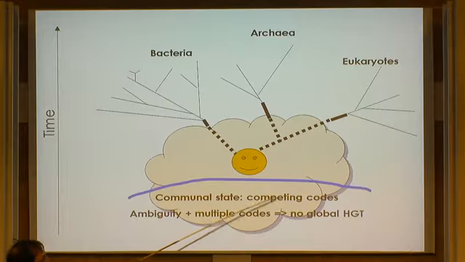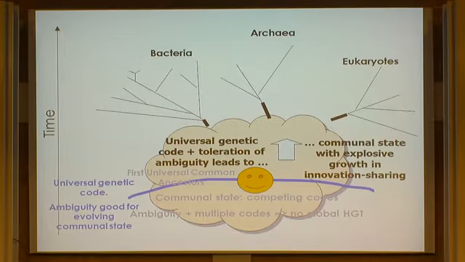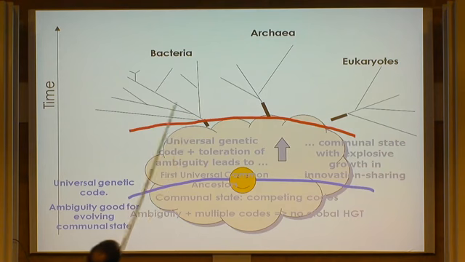These organisms compete, and their code bases compete, and eventually one code will win, and you'll have the first universal common ancestor. From that point on, you now have a universal genetic code where there is global horizontal gene transfer, and you have organisms that are capable of tolerating new innovation. So what you're going to get is a communal state with explosive growth and innovation sharing, just like the internet was in 1992 with the introduction of the hypertext transfer protocol on top of TCP/IP. So then all the computers in the world could suddenly talk to each other, and boom, you have the exponential growth of the internet.